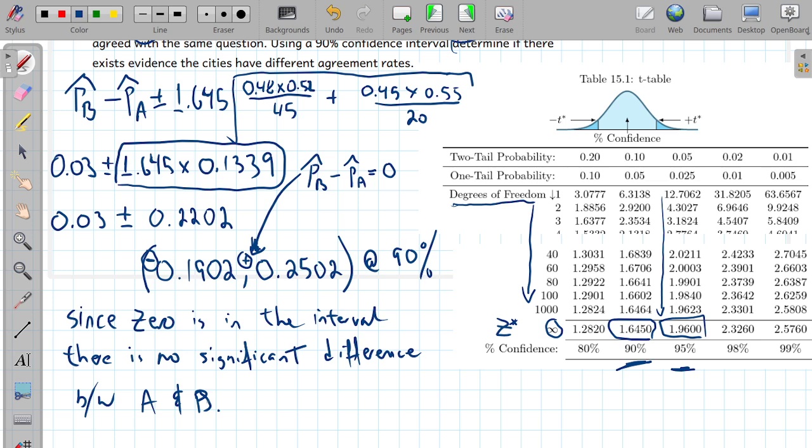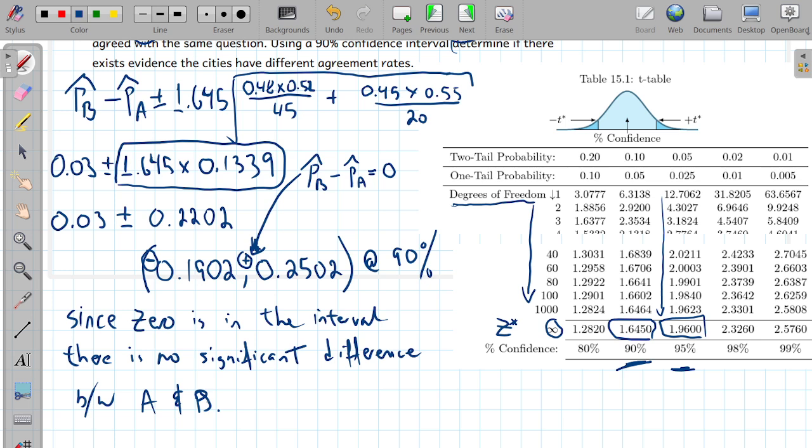And that's kind of what it is. If we were just talking about the confidence interval, we would say that the measured difference between City A and City B is 3 percentage points with a margin of error of 22.02 percentage points, giving a lower bound of 0.19 and an upper bound of 0.25 with 90% confidence. So, do it either way. Depends on what the question's asking you to do.